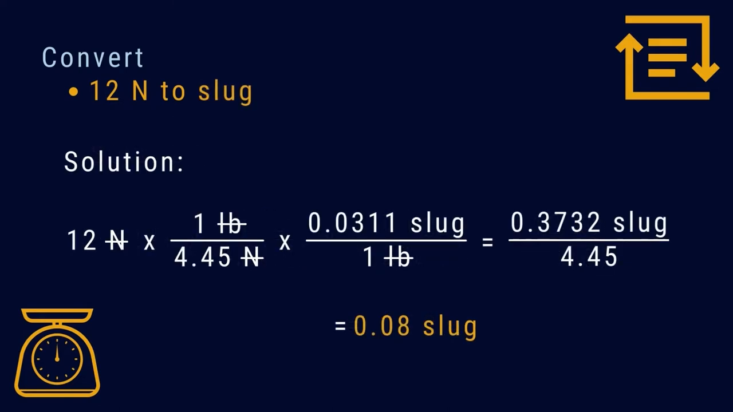The last example is also similar to the first two examples. We'll cancel the unit of newton by multiplying 12 by 1 pound over 4.45 newtons. And to cancel the pound and get the unit of slug, we will multiply it by 0.0311 slug over 1 pound. Now multiply the 12 by 1 and 0.0311 to get 0.3732 slug, and 4.45 multiplied by 1 is still 4.45. Divide the 0.3732 slug by 4.45 and we will get the final answer of 0.08 slug.